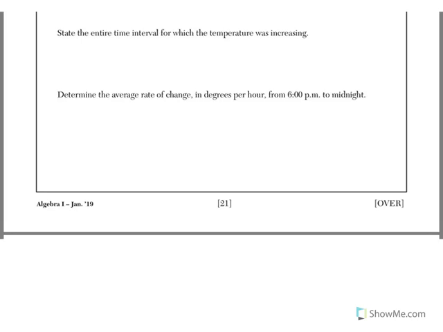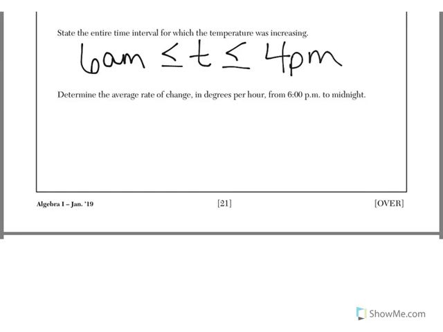So it says state the entire time interval for which the temperature was increasing. Well, it's increasing from 6 a.m. until 4 p.m. where T represents the time in hours. And determine the average rate of change. Well, that means slope in degrees per hour from 6 p.m. to midnight.